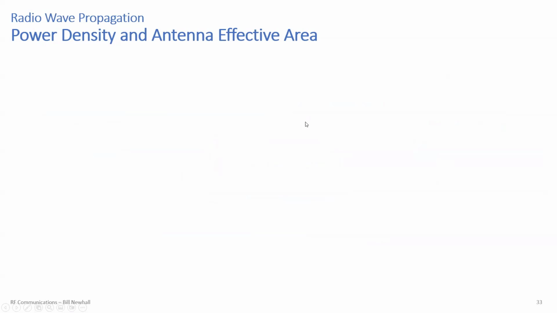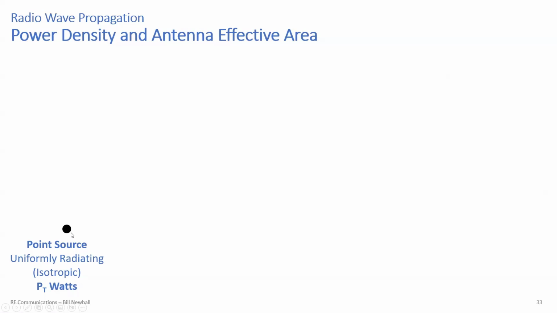Power density and effective area describe the energy that is propagating through space, and at the receive antenna, how much energy is collected at that antenna. Let's take a look at an example to describe power density and antenna effective area. Let's suppose you have a point source. So this is an isotropic source. It's radiating radio frequency energy, RF energy, isotropically, which means theoretically with the same pattern, a spherical pattern, the same amount of energy in all directions.